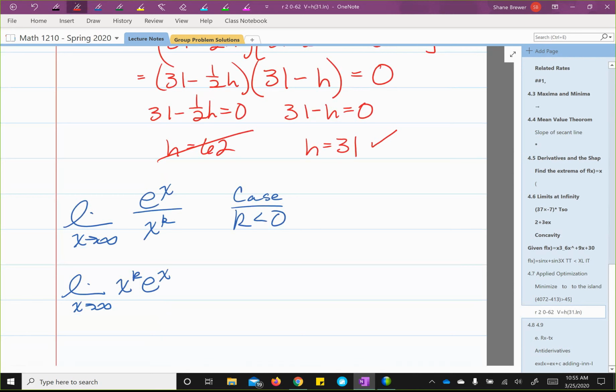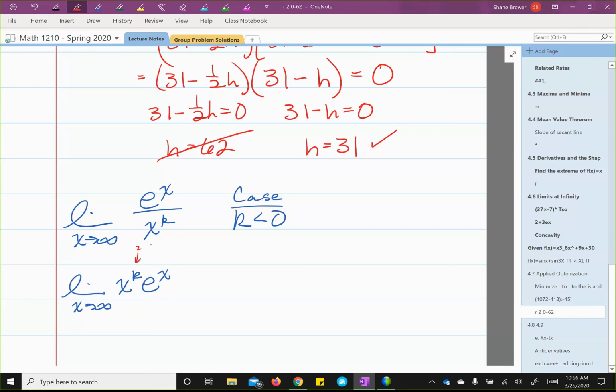Although I'm doing it for all values of k, I can imagine this could be a 2, or it could be a 3 or a 5 or a 7 or whatever, right? Or it could be 1/2, whatever.